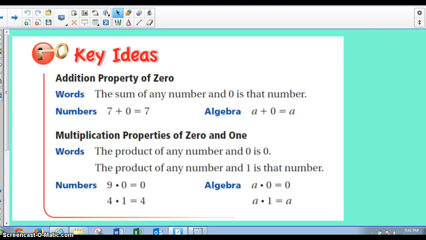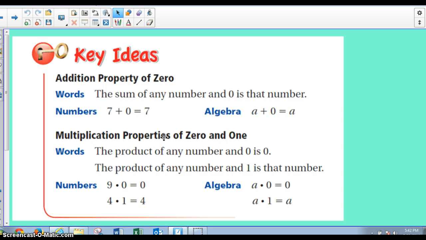Now we have key ideas for the addition property of 0 and the multiplication property of 0. Really, you're going to write this down in a minute, but what it means is the sum of any number and 0 is that number. 7 plus 0, 7. A plus 0, A. Multiplication, the product of any number and 0 is 0.